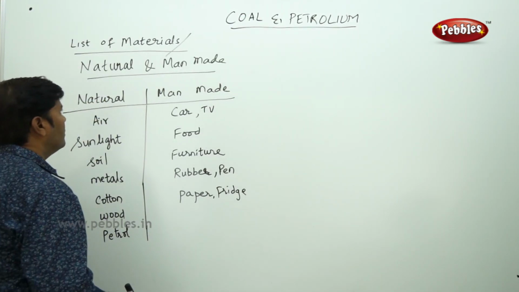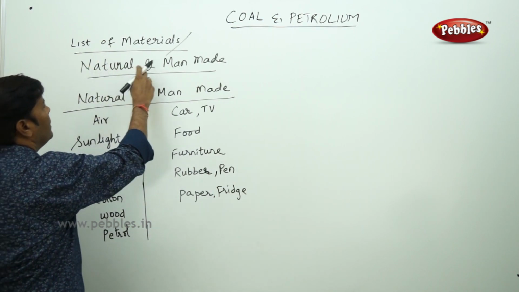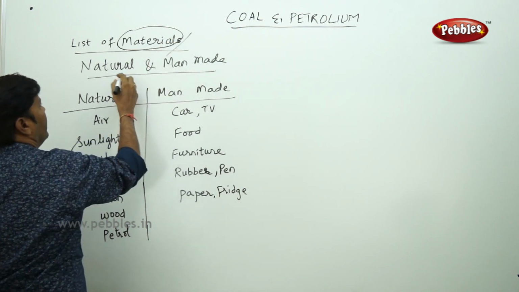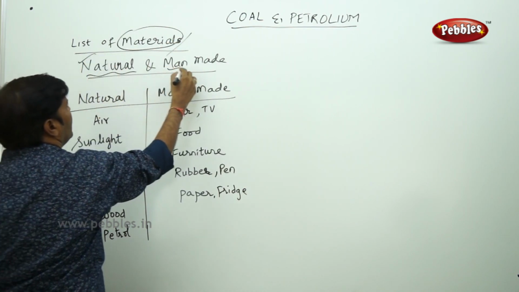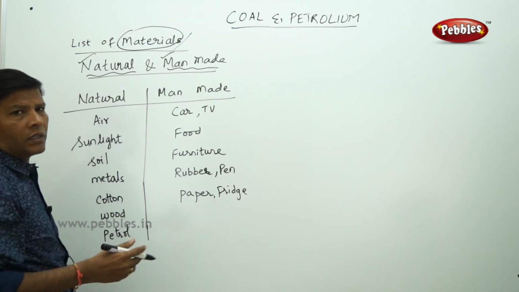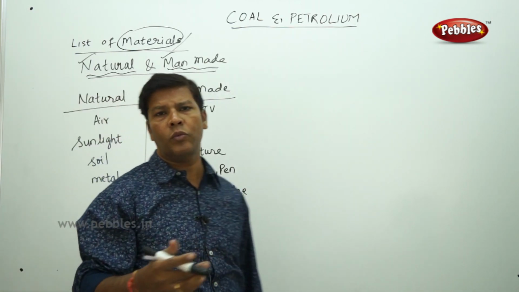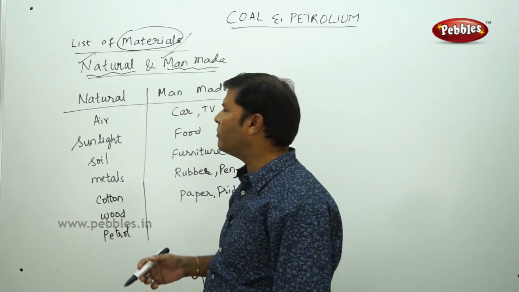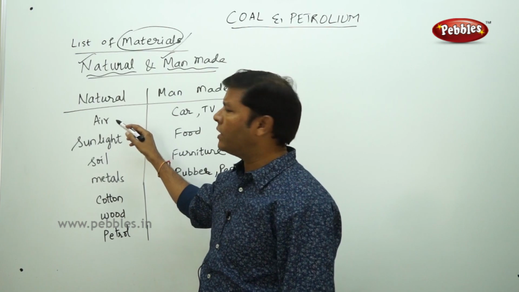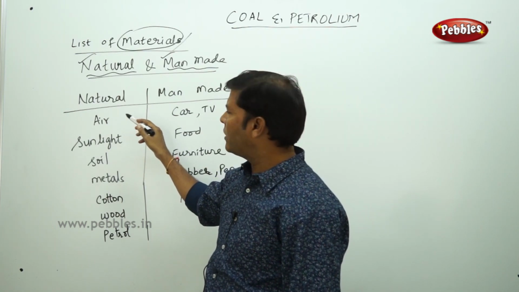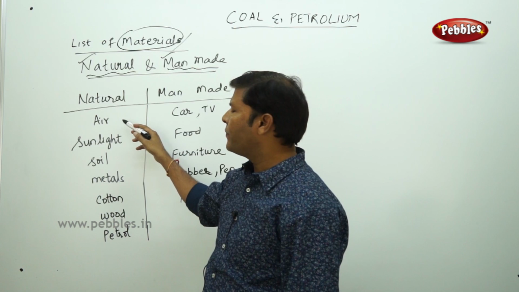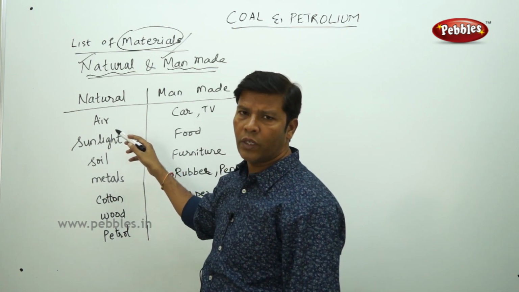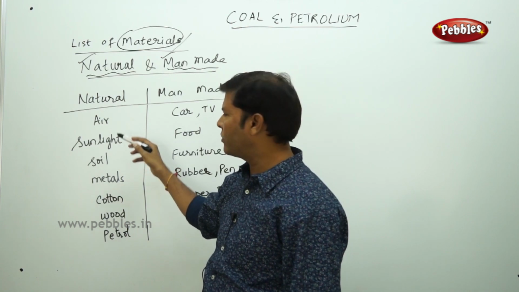So if you take the list of materials, and try to classify the materials from natural materials to man-made materials, let us classify these materials into two types: natural materials and man-made materials. If you go to natural materials, yes, air is a natural source. This is a natural resource which is given to mankind. Air is inexhaustible and it is always a renewable source of energy. Sunlight also is a renewable source of energy and inexhaustible.